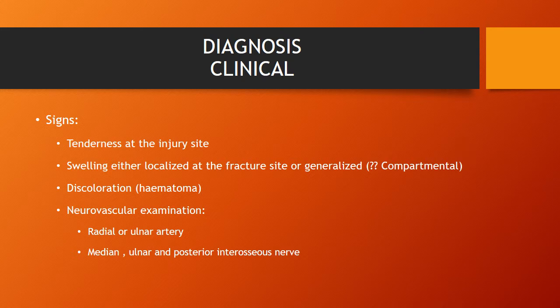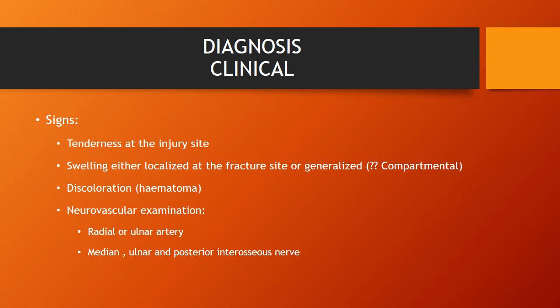According to the signs, or what's found by examination, the injury site is tender. There will be swelling, either localized as a result of the hematoma or the bony ends, or it may be generalized, for example due to compartment syndrome. There may be discoloration as a result of the extensive hematoma present underneath the skin.